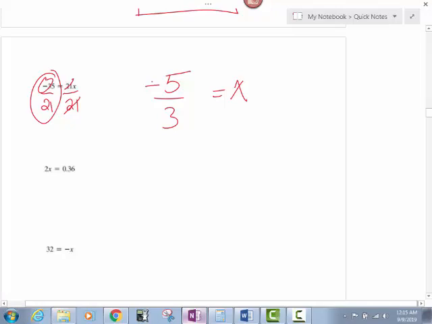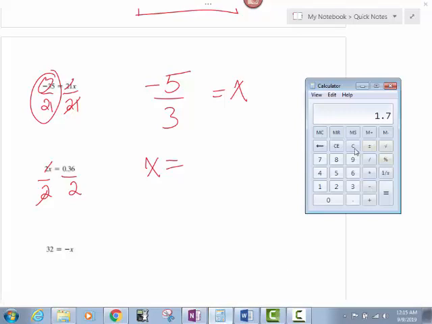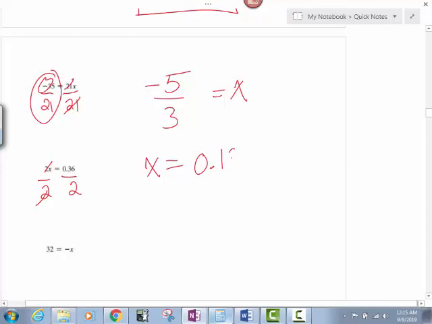(2x) equals negative 0.36. Let's go ahead and divide both sides by 2. Okay? Those x's there will cancel. I'm going to grab my calculator right here. I'm going to clear it out. 0.36. We are now dividing it by 2. 0.18. Okay.